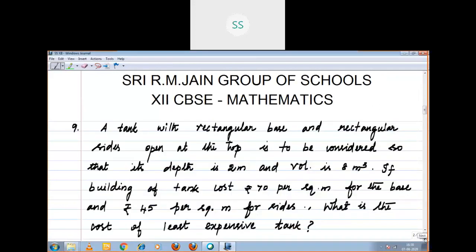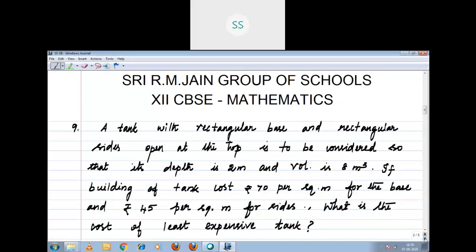Question number 9 in the miscellaneous exercise, right? A tank with rectangular base and rectangular sides, open at the top, is to be constructed so that its depth is 2 meter, depth in the sense height, and the volume is 8 meter cube. If building of the tank costs rupees 70 per square meter for the base and rupees 45 per square meter for sides, what is the cost of least?